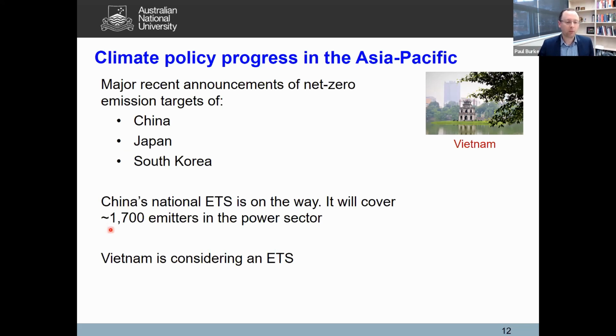It will cover 1,700 emitters in the power sector. China emits a lot in the power sector. This is a very large and substantial ETS. One other development is that Vietnam is currently considering its own emissions trading scheme. Let's wait to see if they make an announcement on that one over coming months.